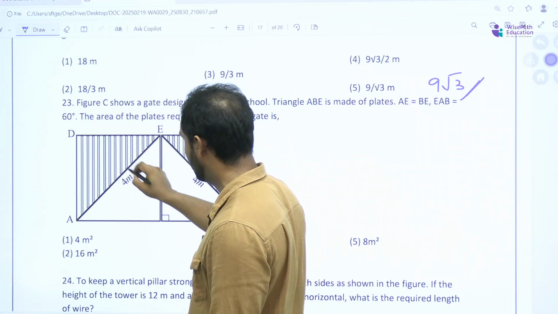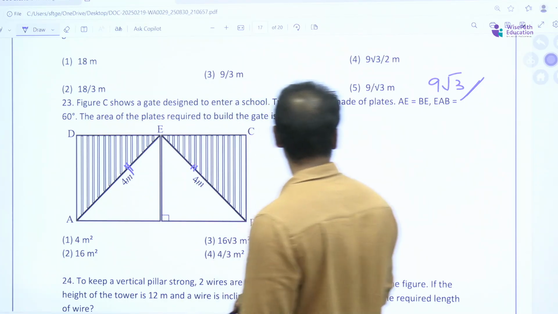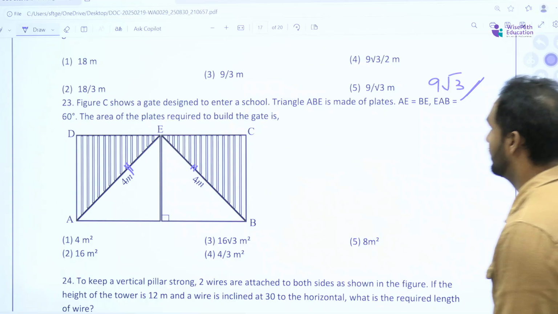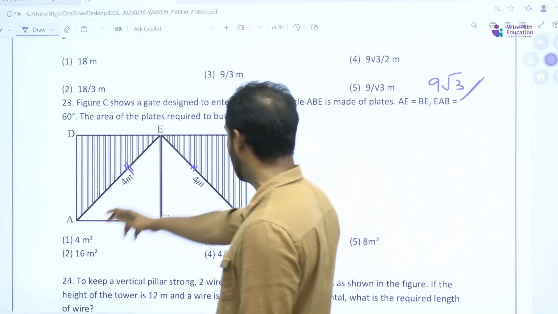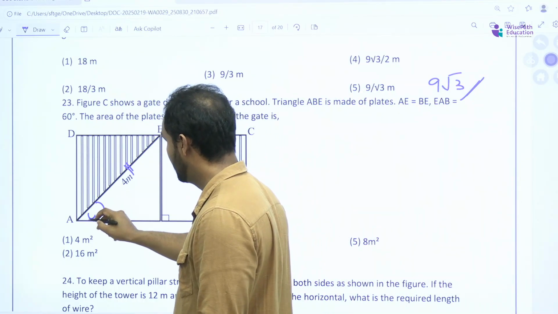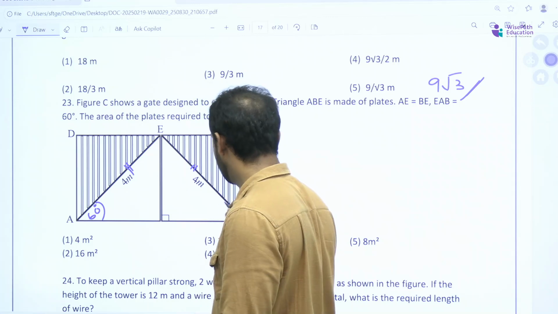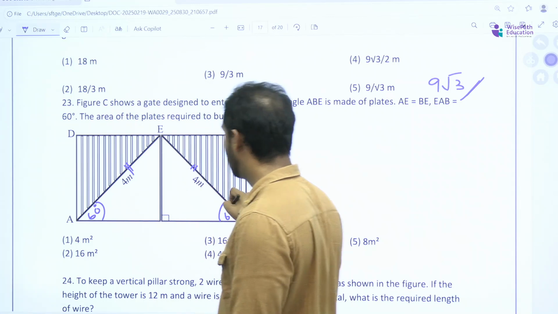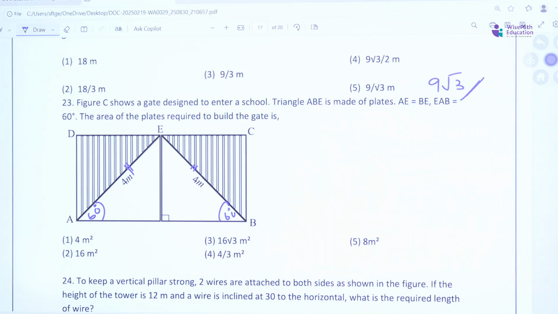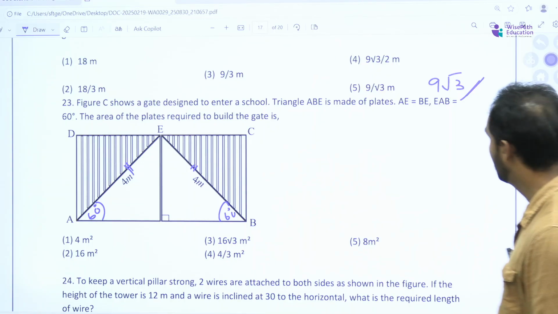AE equals BE. These two are equal. EAB equals 60. If this is 60, this should also be 60 because it's isosceles, isn't it? Two of the sides are equal, so two of the angles should also be equal.